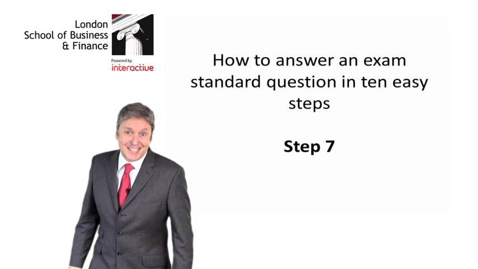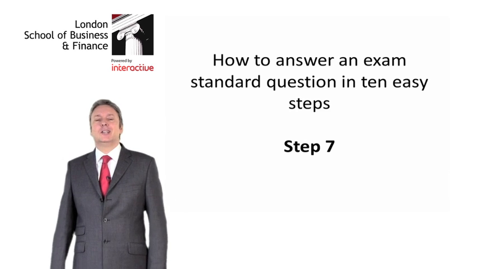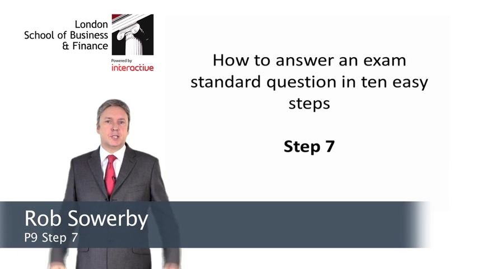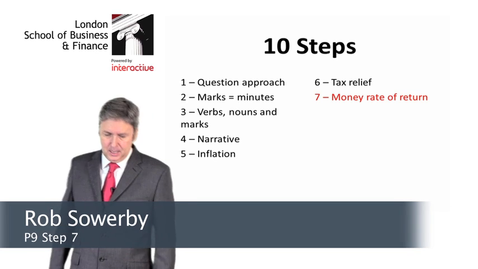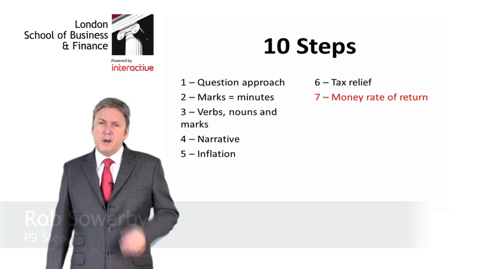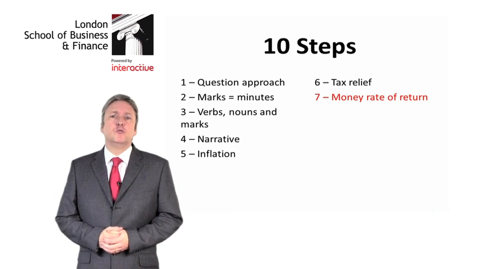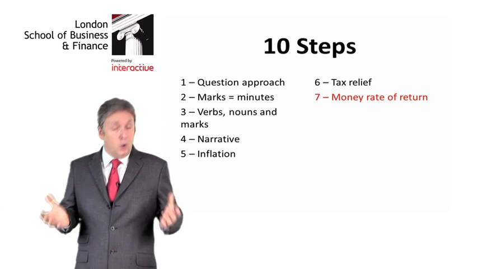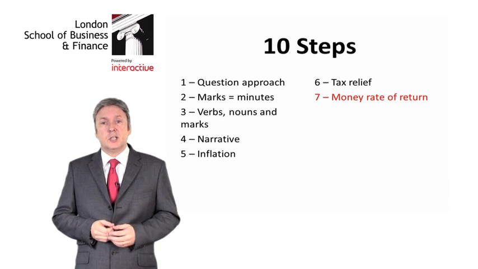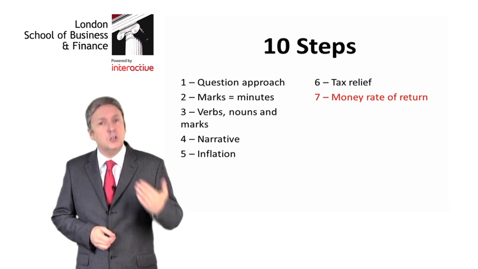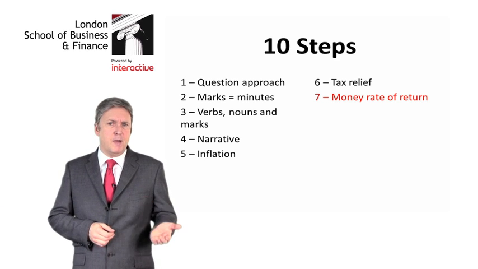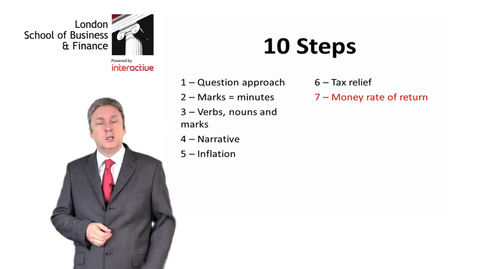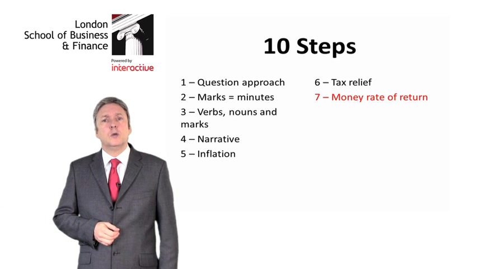How to answer an exam standard question in 10 easy steps. Step 7. Now what we want to do is very simple working, the money rate of return. What we want to establish here is the rate of return that includes inflation, because if you remember, we were given the real rate of return, which is the one without inflation.